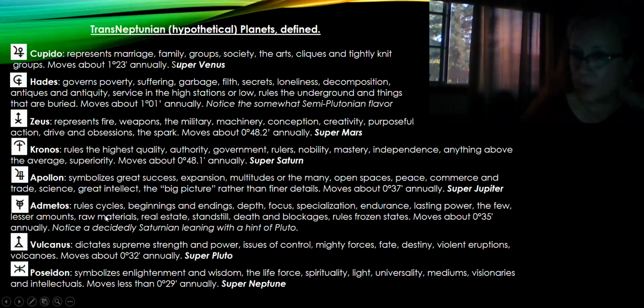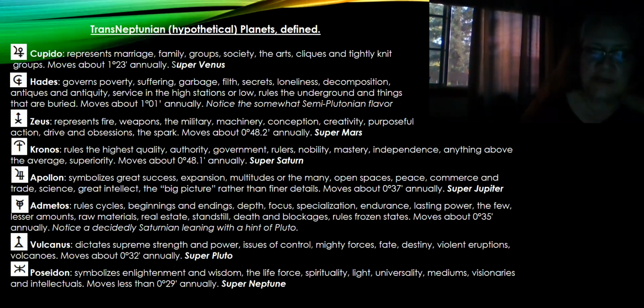So I think that's probably the cyclical idea there. It rules real estate and being at a standstill, like a stopped watch, perhaps. It rules death and blockages, and it rules frozen states. So that moves 35 minutes a year, and it's somewhat Saturnian, somewhat Mercurial, and somewhat Plutonian in flavor, I would say. And then Vulcanus.